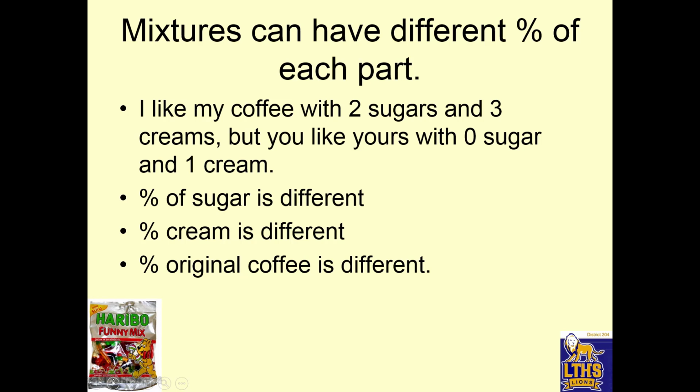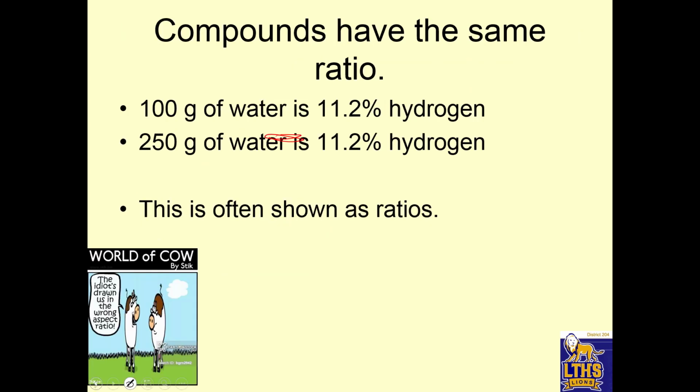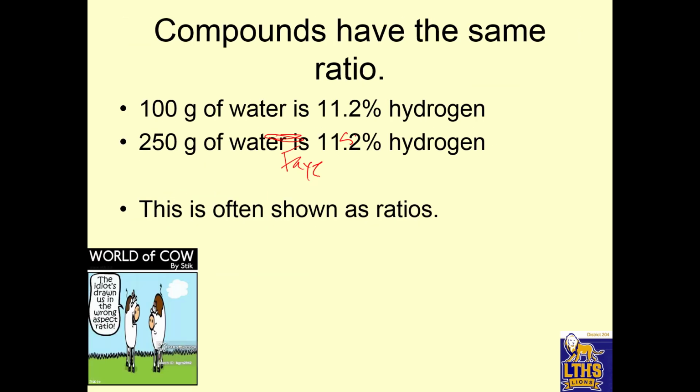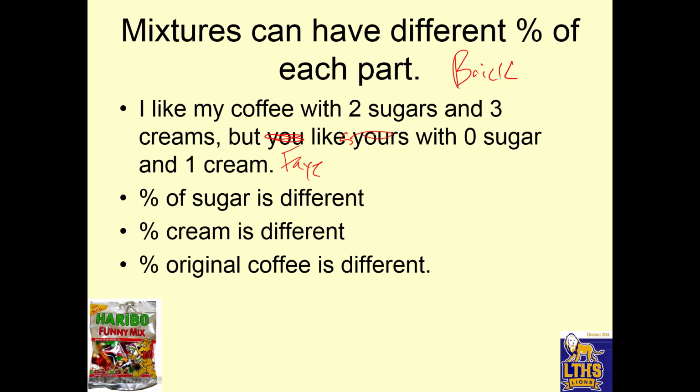Mixtures can have a different percentage of each part. Remember we talked about this a bit with the brick. I like my coffee with 2 sugars and 3 creams. The biggest coffee drinker in the world is Faye. Faye likes hers with 0 sugars and 1 cream, but they're both coffee. So mixtures can have different ratios. The percentage of sugar is different. The percentage of cream is different. The percentage of original coffee content is different.